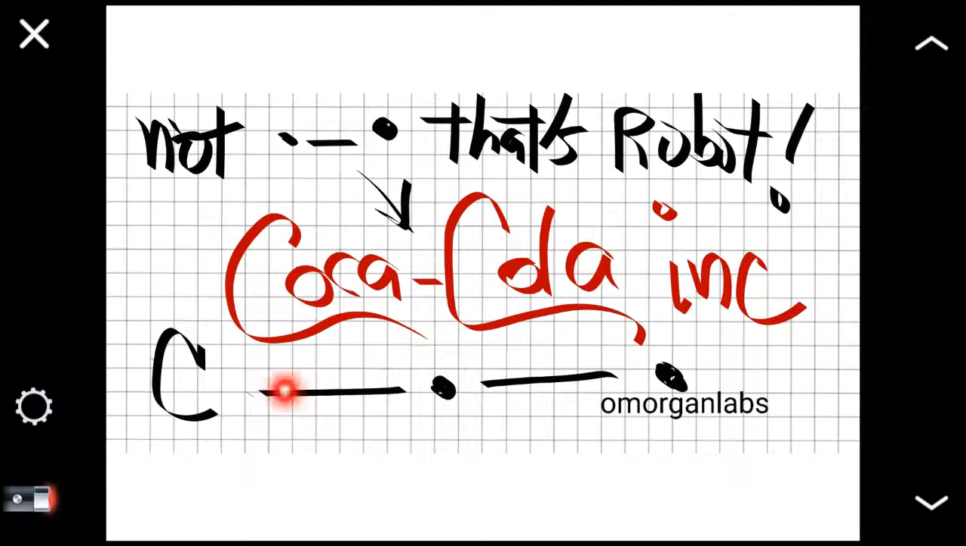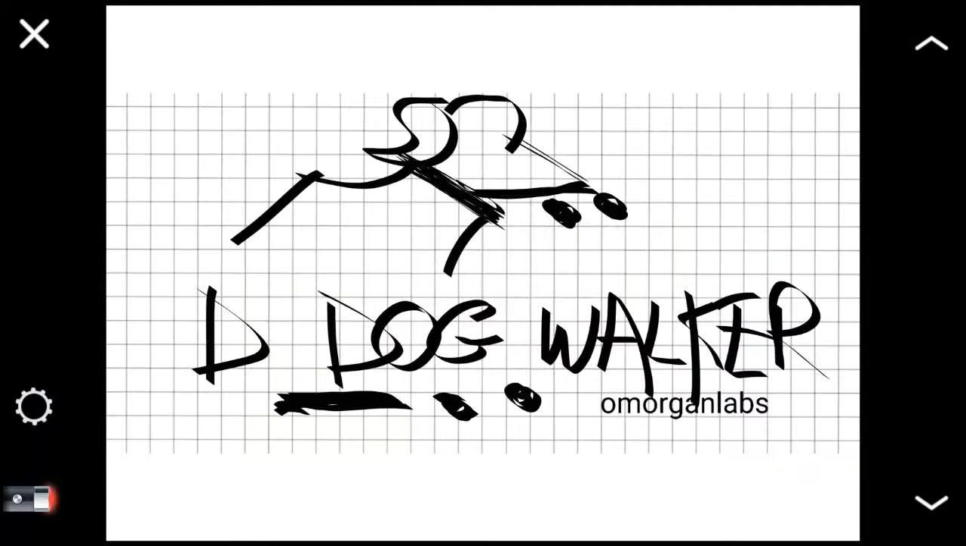So this is dash, dot, dash, dot. Coca-Cola ink. And dot is the ink. That's why I say ink, because you don't want to mess up and say dot, dash, dash, dot, dash. That's kite. But it's dash, dot, dash, dot.